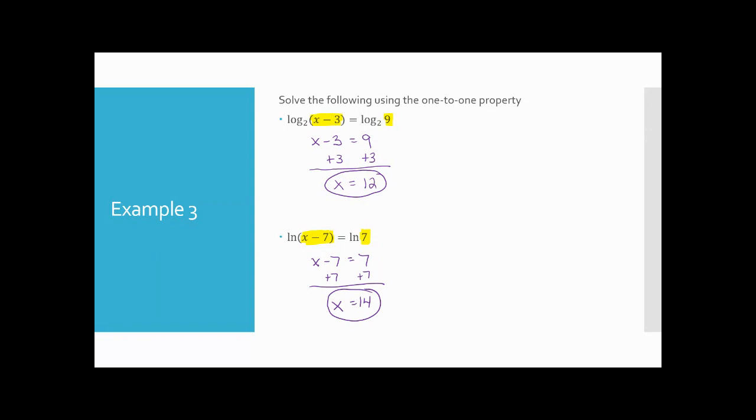Do you guys have questions? It seemed like that was very easy as well. Mm-hmm. And on the assignment, I think there's two problems where you can use the one-to-one property, one with a logarithm and then one with an exponent. And I think that they come out with quadratics that you have to solve, but the setup is actually pretty simple.